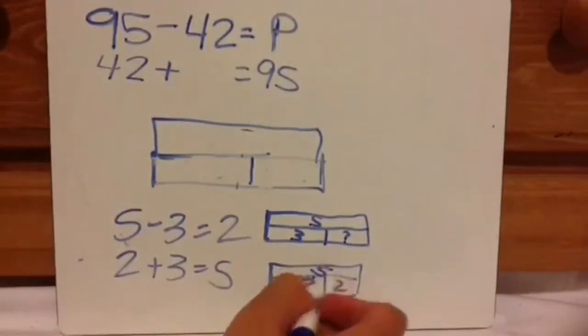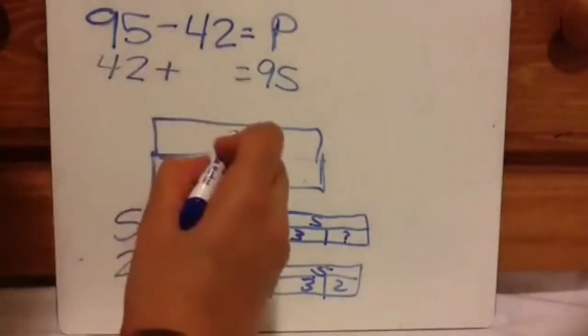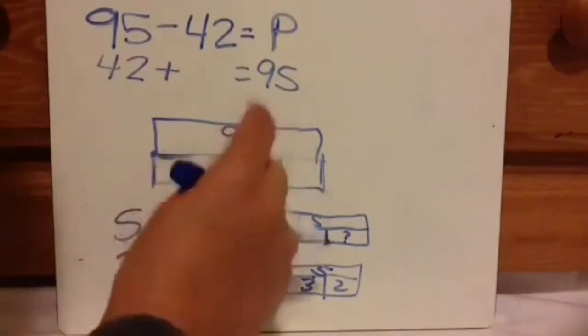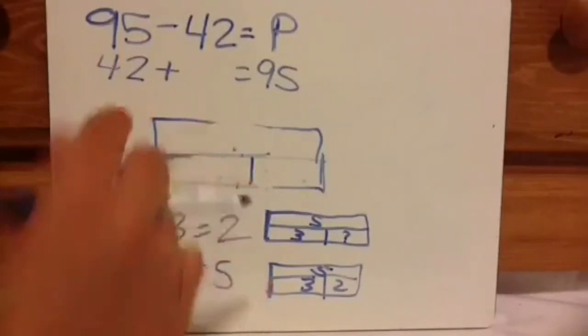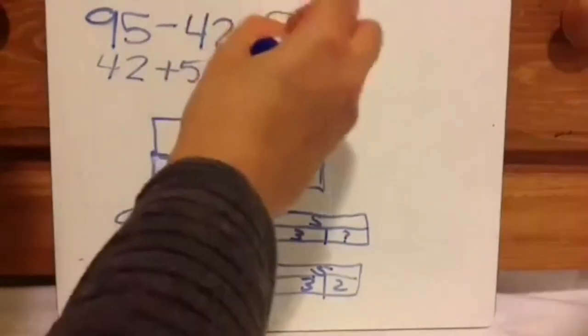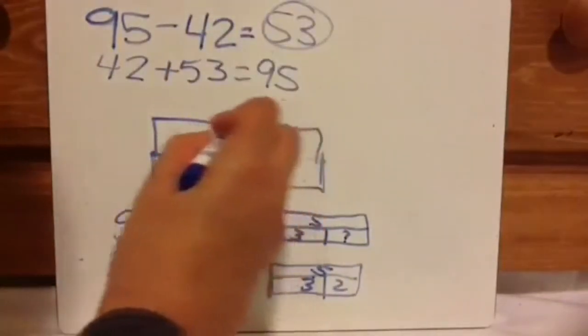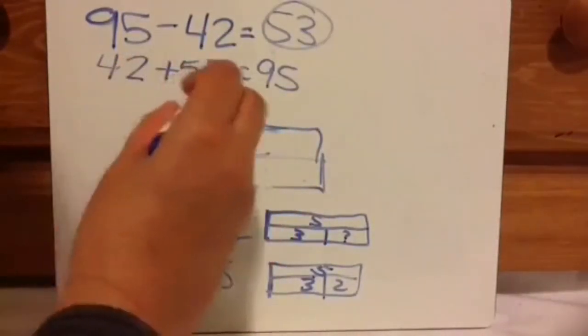You are taking the fact family of the subtraction problem and trying to put it as an addition problem, but you have another part missing. So if I had 95 to begin with, let me just go ahead and solve, okay? The answer is 53, but this is going to be the letter P. So 42 plus 53 equals 95.